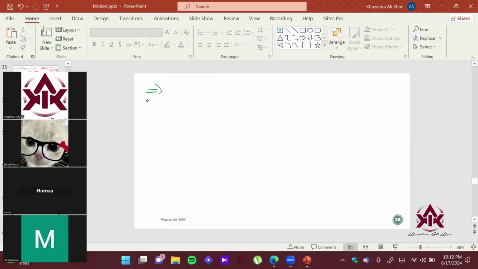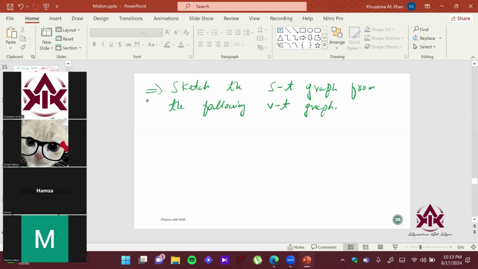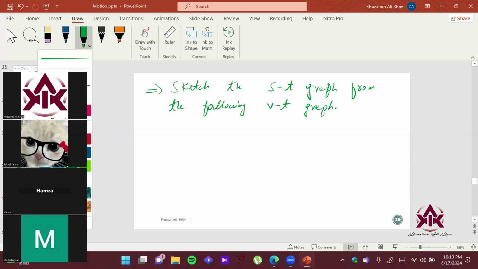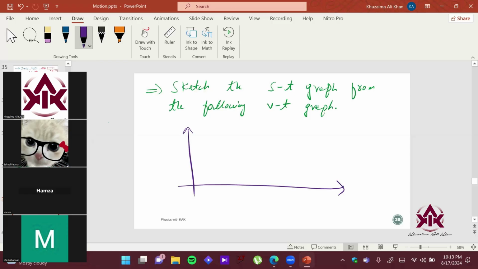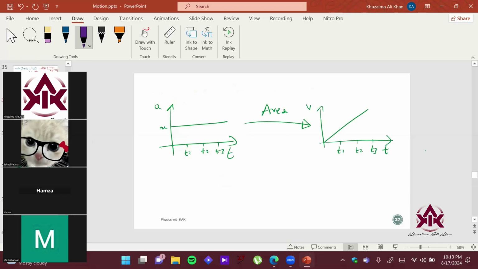So now the question is, sketch the displacement time graph from the following velocity time graph. Okay. Now you know the process, you can watch the recording again and again to understand how to do it. So the question is, I have given you this velocity time graph, which we just found out in the last slide. Okay, it's a straight line.